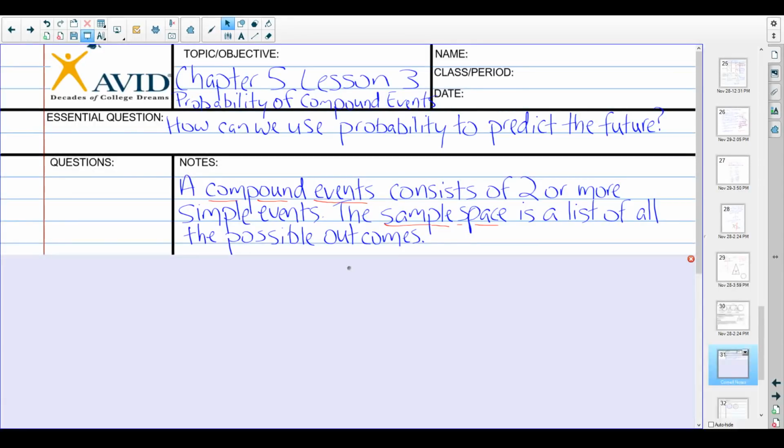Right. Chapter 5, Lesson 3, Probability of Compound Events. Give you a minute to write some of this down, and then we'll get started.